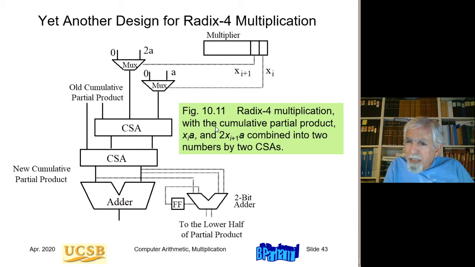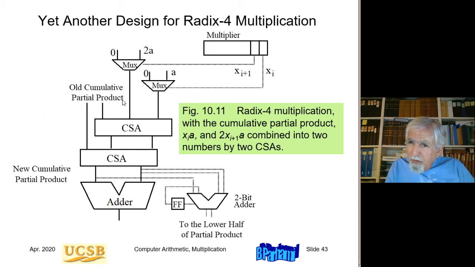So the two multiplexers up here generate two numbers corresponding to these 2 bits of the multiplier. And let's say the old cumulative partial product is kept in carry save form. So now I have to add 4 numbers. The carry save partial product and the 2 multiples resulting from 2 bits of x. And we know how to add 4 numbers. We need 2 levels of carry save addition.